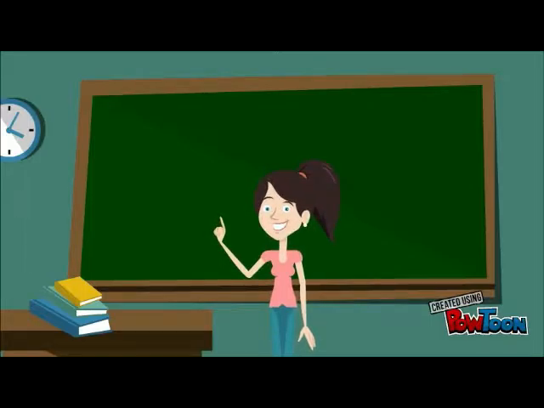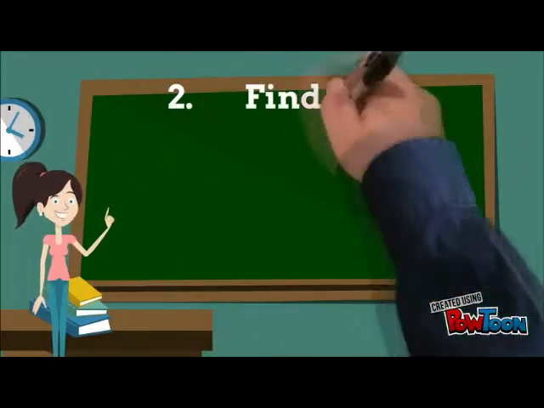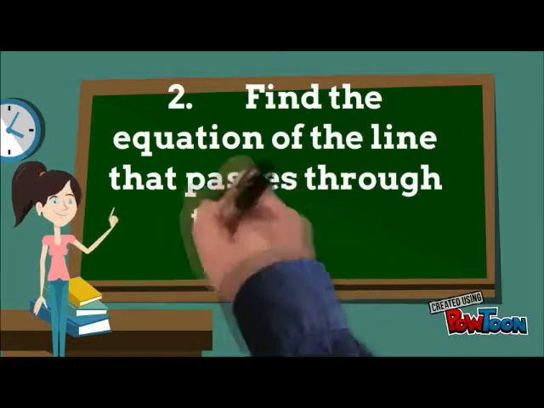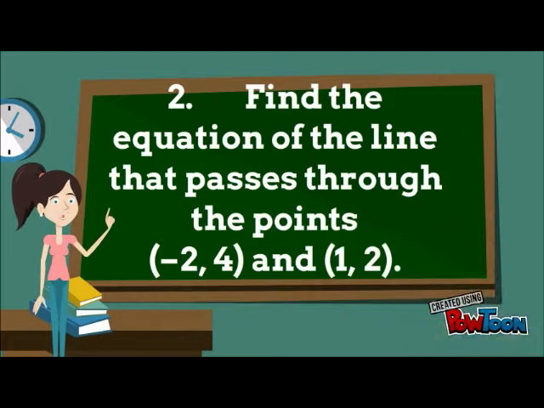If you're asking me what if a problem doesn't give a slope, I'm going to give another example, which is where the slope is not given. The second example is: find the equation of the line that passes through the points negative 2, 4 and 1, 2.